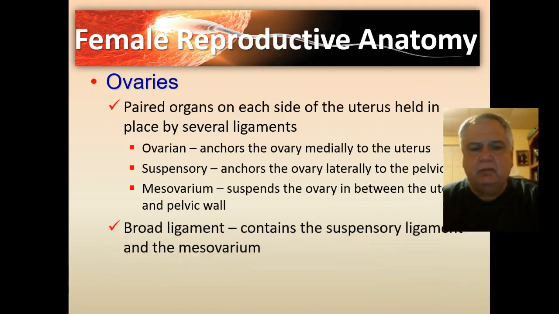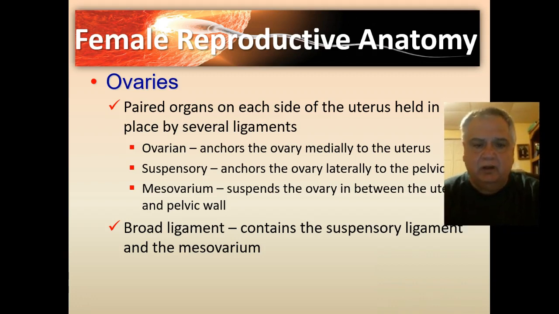Now, in the next diagram I'm going to show you, I want to put this up because it doesn't mention the mesovarium. It mentions something called the broad ligament. The broad ligament is a ligament that contains both the suspensory ligament and the mesovarium. So on the next slide, while the suspensory ligament is shown, the mesovarium is not. It's just labeled as the broad ligament. But remember, the broad ligament is composed of both the suspensory ligament and the mesovarium.